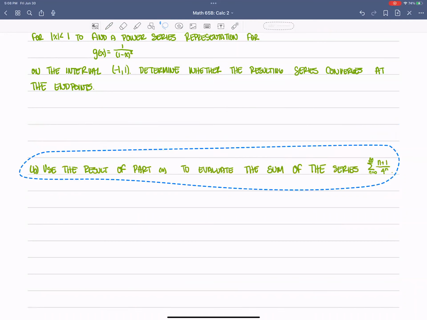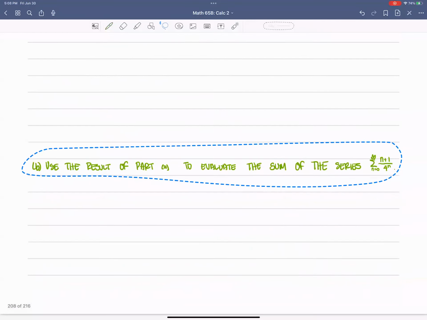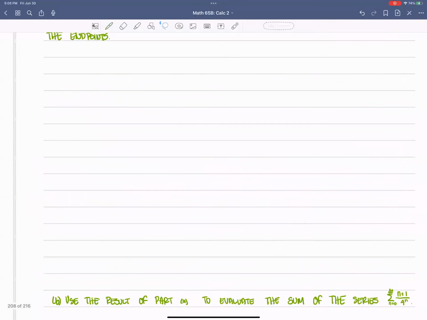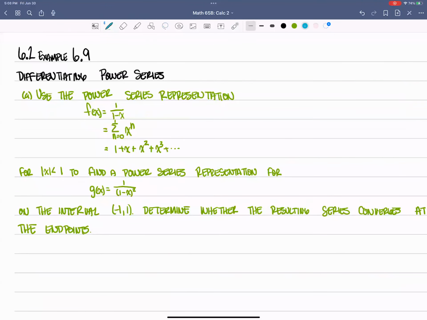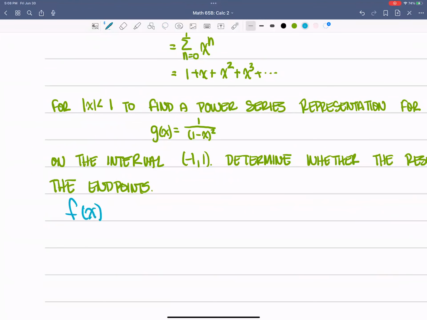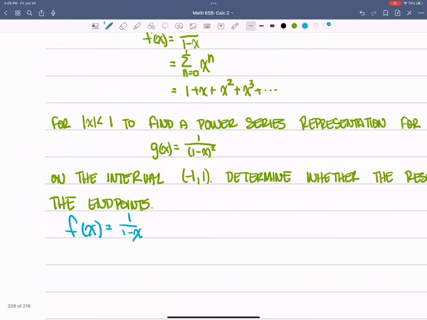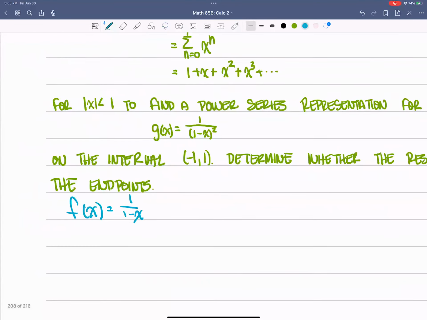Let's shift this down just to give us a little bit more room to work with. We'll shift it right back up, I promise. All right, so use the power series representation. So main thing, differentiating. And what I do notice is that when we differentiate f of x, we get g of x. So let's do that computation really quick. So f of x equaling 1 over 1 minus x, right? 1 over 1 minus x.